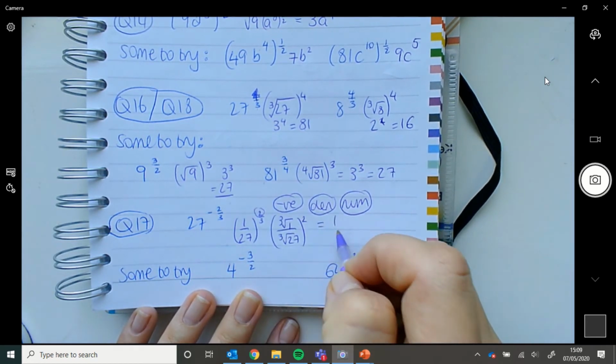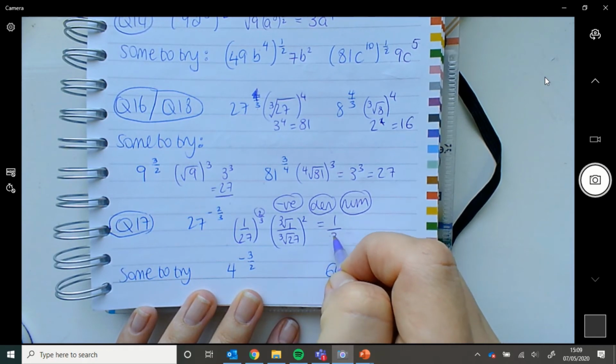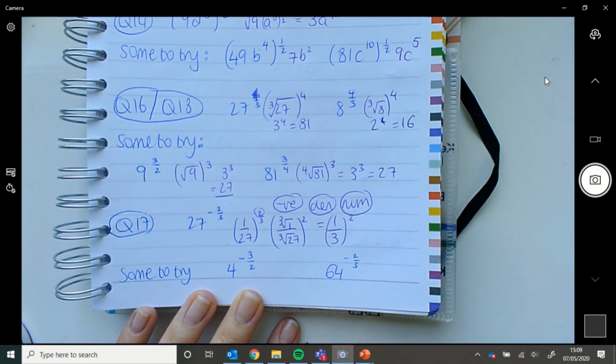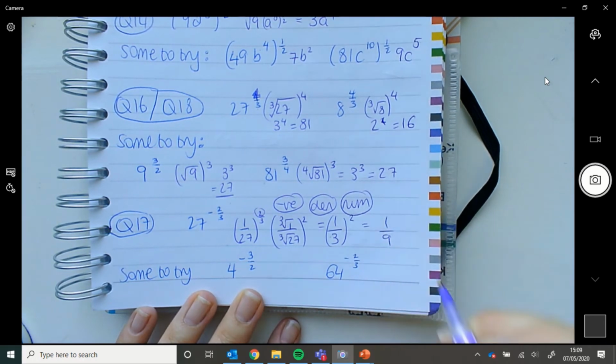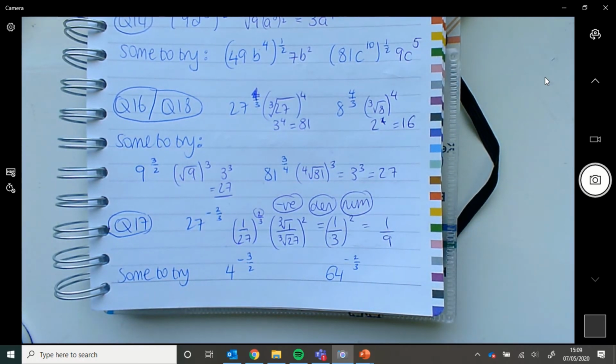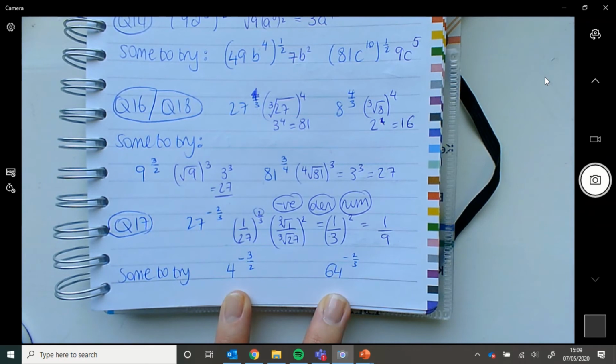Cube root of 1 is 1. Cube root of 27 is 3. I'm squaring everything. Again, keep it in brackets to remind me to square everything. 1 squared is 1, 3 squared is 9. Have a go at those two questions if you got that wrong on the assessment.